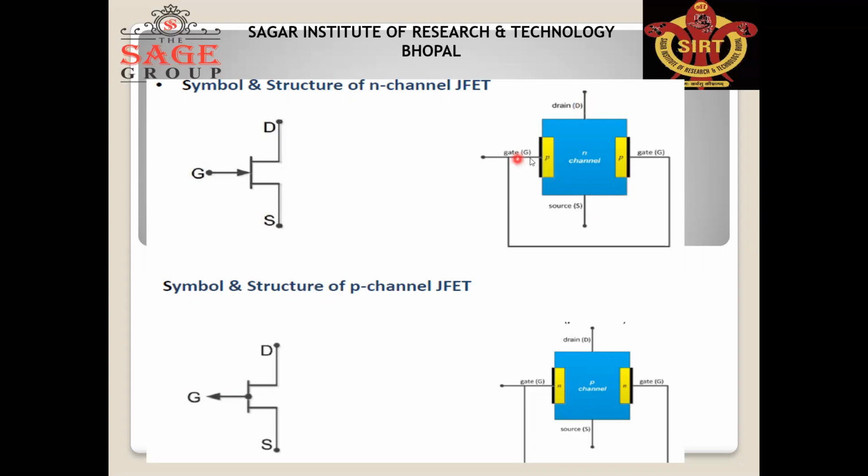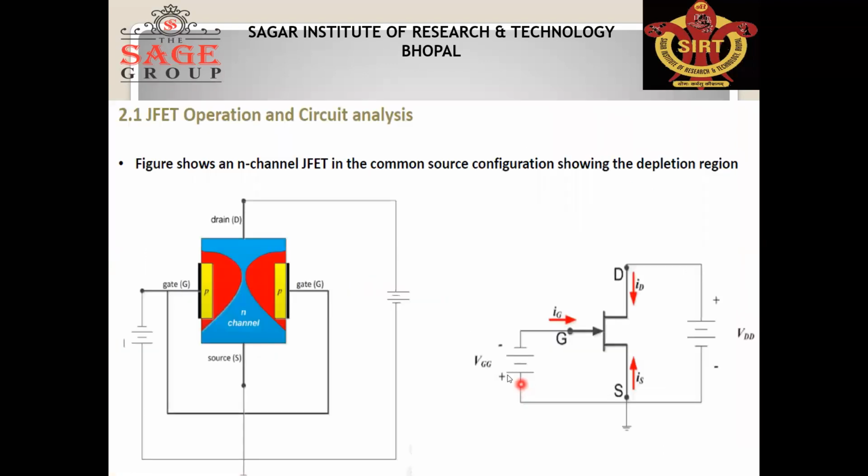From each p-type semiconductor we take a terminal, and these are interconnected. This can be assumed as one terminal, because these two terminals are internally connected. So there are three terminals: drain, source, and gate. This is the symbol of N channel JFET, and this will be the P channel JFET. Now the working of N channel JFET operation.